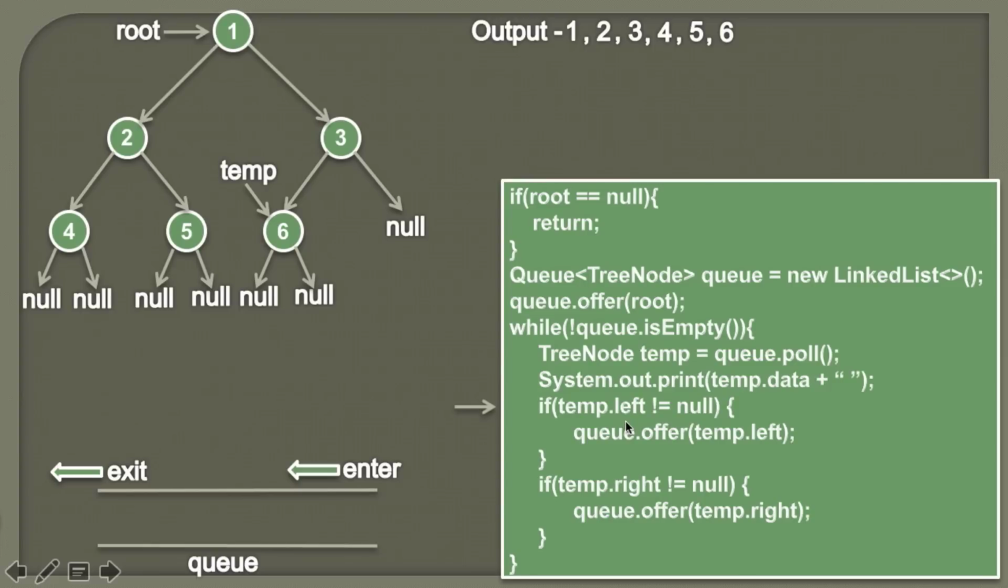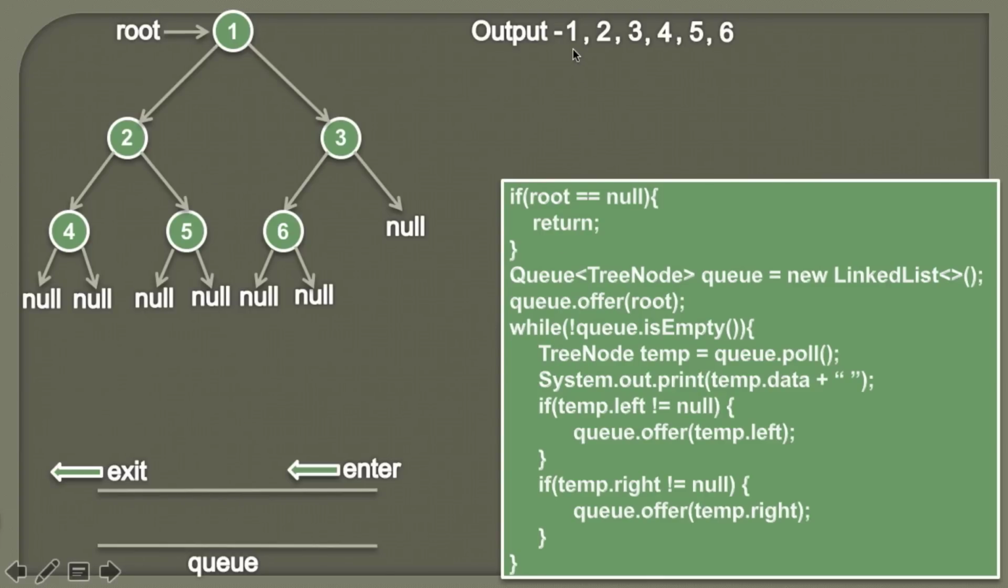Moving ahead, we will check whether temp left is equal to null or not. Currently temp left is equal to null. Therefore the condition in the if block comes out to be false. And then we'll check whether temp right is equal to null or not. Temp right is equal to null. Therefore the condition in the if block comes out to be false. And finally we will again check whether the queue is empty or not. Currently here you can see the queue is empty. So therefore the condition in the while block comes out to be false, because the queue is empty, so there are no more nodes left to be traversed. So therefore this while loop terminates.